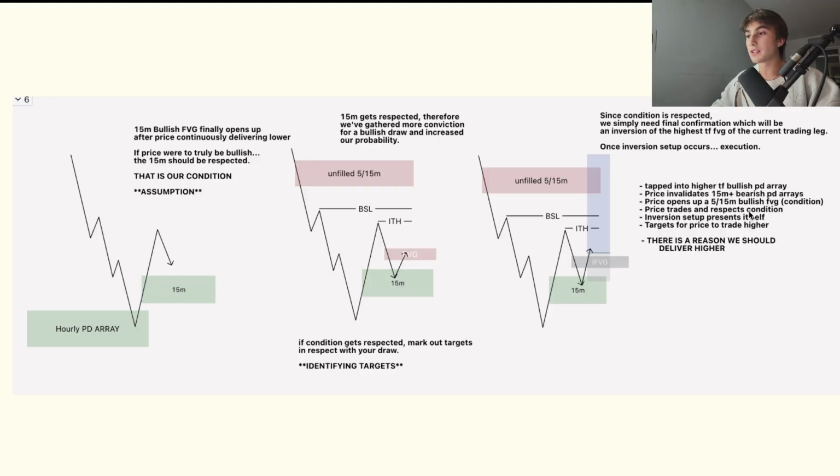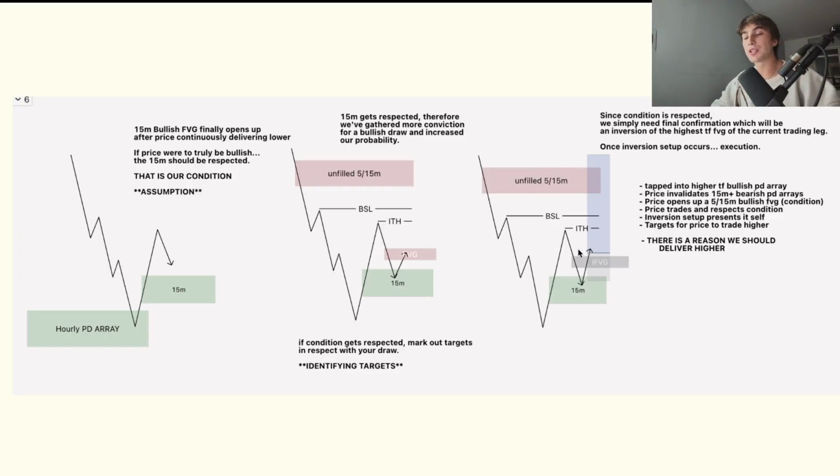Price trades and respects condition. Inversion setup presents itself. We see that we have an inversion opportunity here. And we get that inverse, and now we target for price to trade higher. We mark out our targets for price to trade higher. There is a reason we should deliver higher. What does that mean, right?